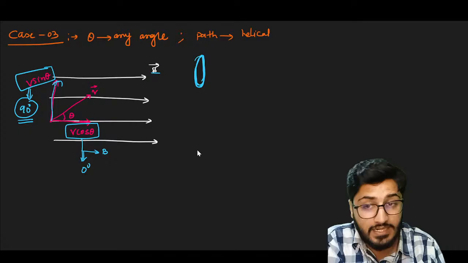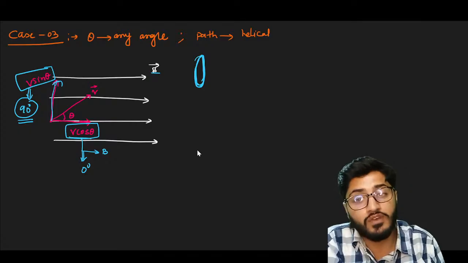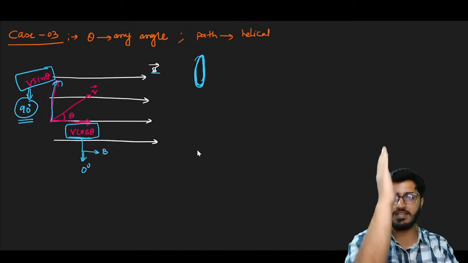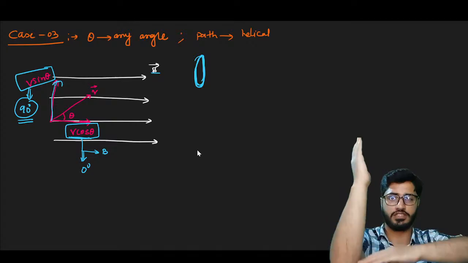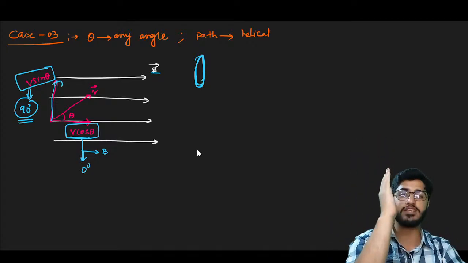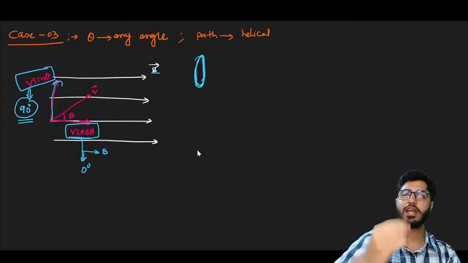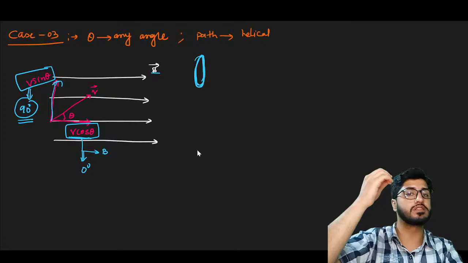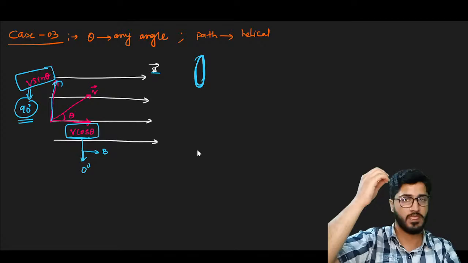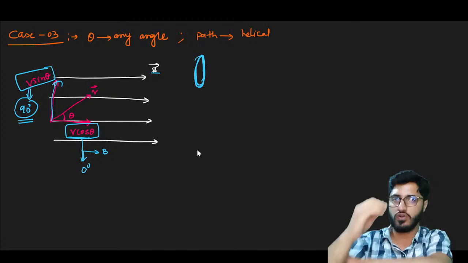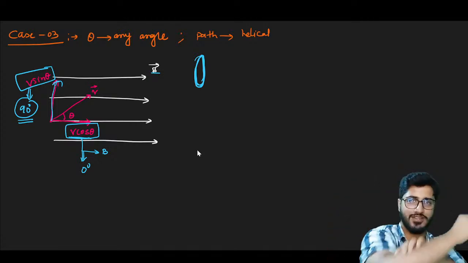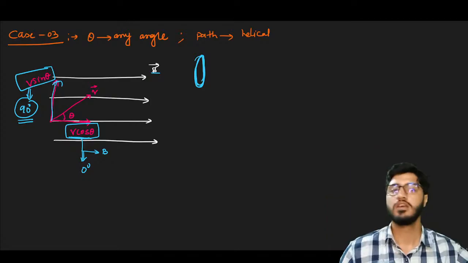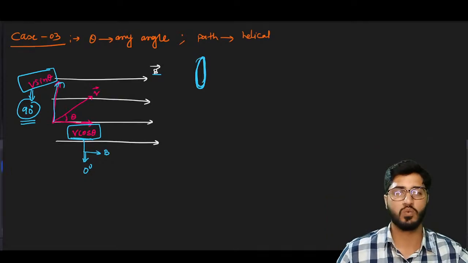But we have one more velocity component, V cos theta. So one component V sin theta, one component V cos theta. V sin theta tries to keep your particle in circular motion like this, right? But V cos theta will try to drag it along the magnetic field B. So it will be like this, and this will push it. It will behave like a spiral.